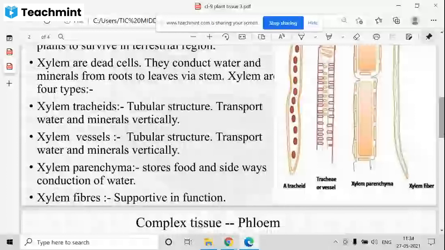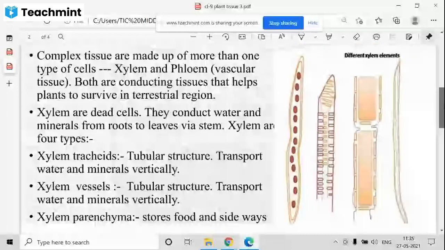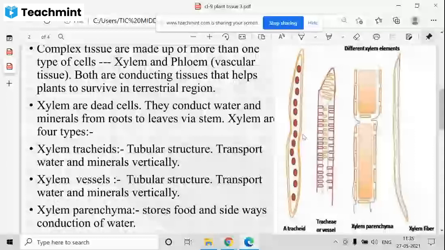These are the four diagrams given. Tracheids and vessels, you see the small stack-like structures. Then parenchyma are cells mainly filled with food, and at the side they conduct water from the side. Very little water conduction takes place. And xylem fibers are the long fiber-like structures. So the four different types of xylem we have studied are xylem tracheids, xylem vessels, xylem parenchyma, and xylem fibers.